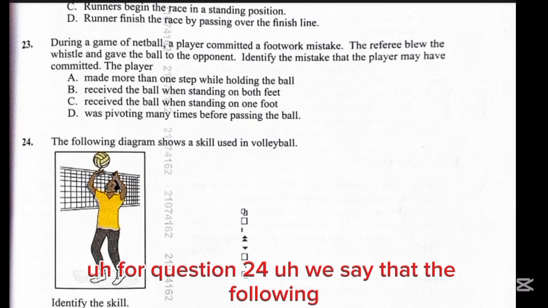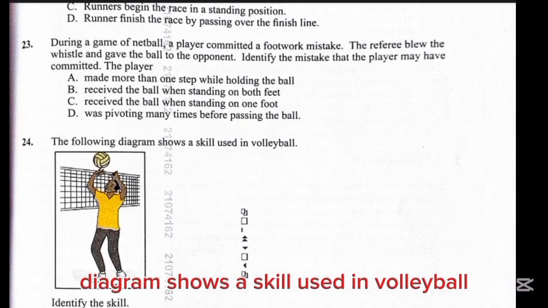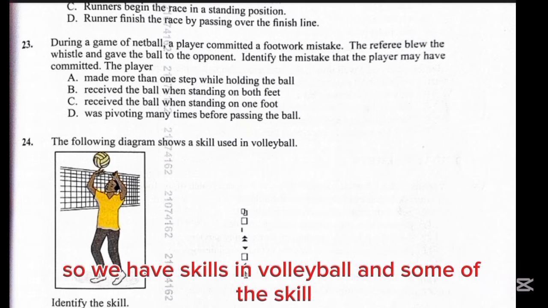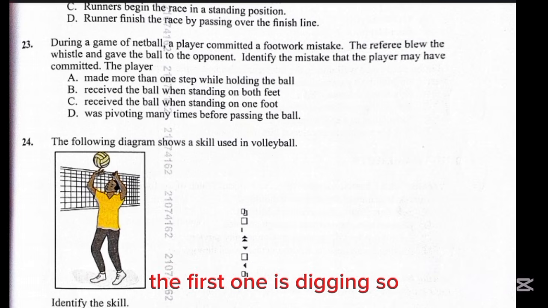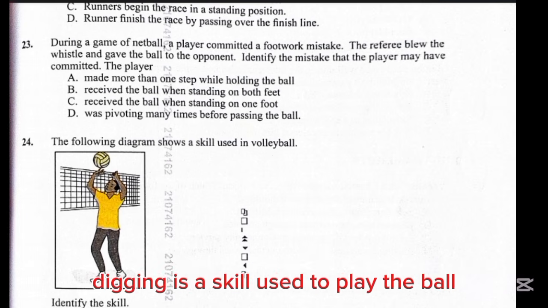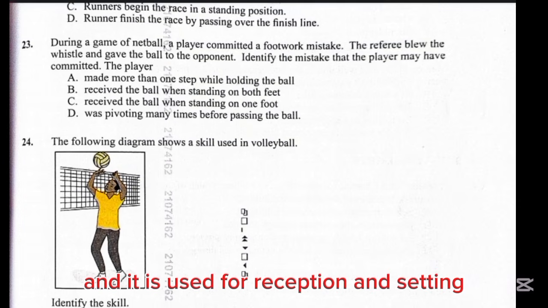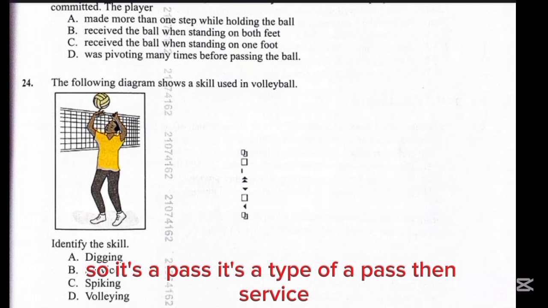For question 24, we say that the following diagram shows a skill used in volleyball. So we are back in volleyball. So we have skills in volleyball, and the first one is digging. Digging is a skill used to play the ball when it comes below the waist level of a player, and it is used for reception and setting. So it's a type of pass.